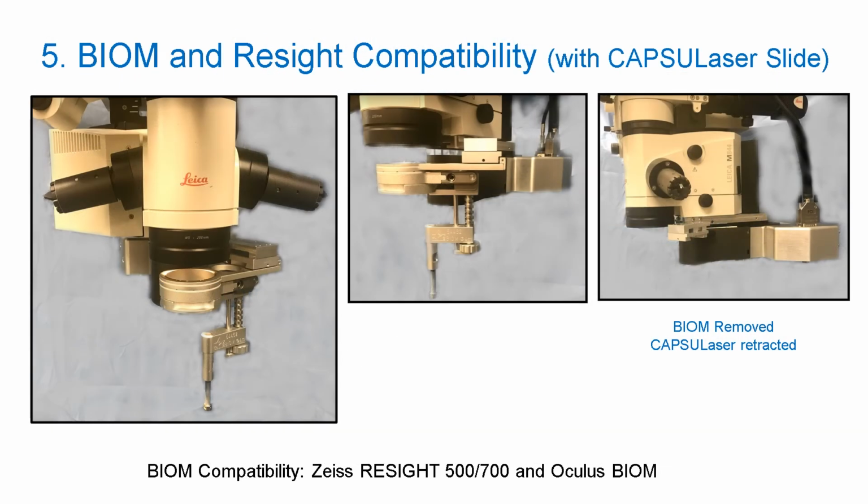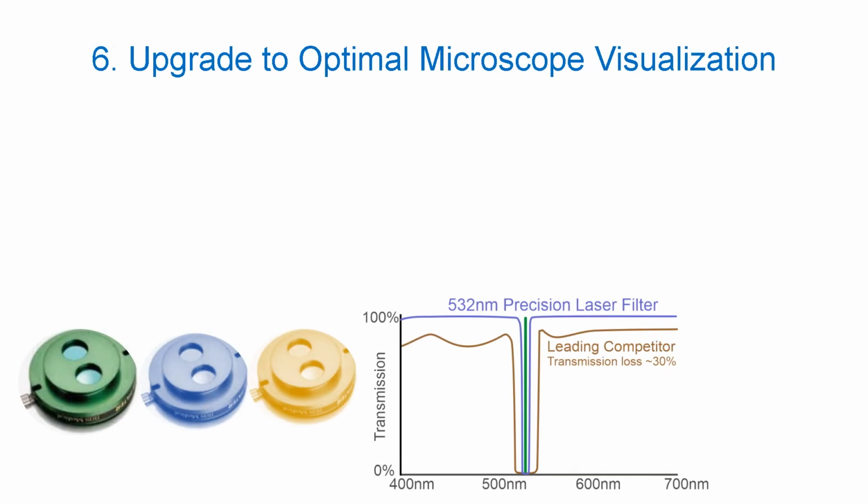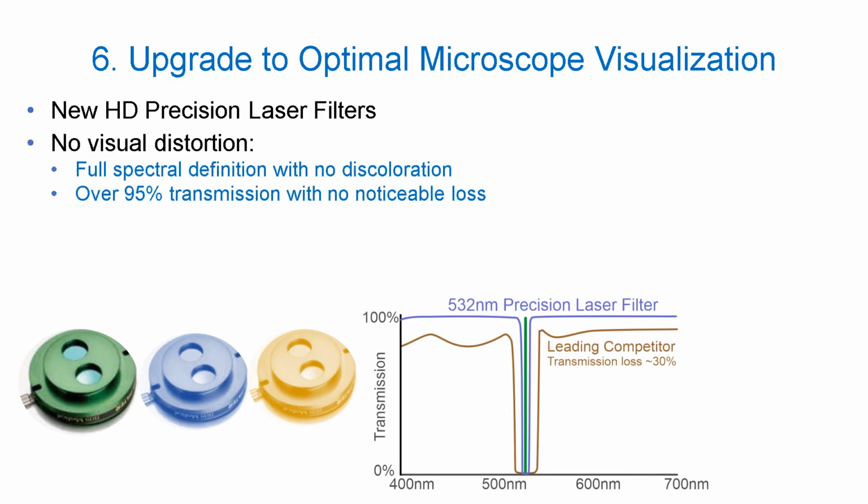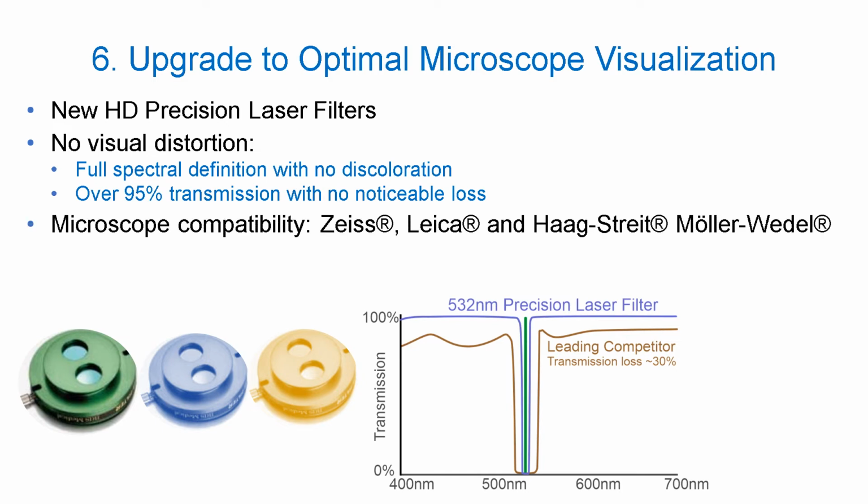And there is BIOM and Resight compatibility with the CAPSULaser slide attached to the microscope, as you can see here. And this works with the Zeiss Resight 500 and 700 and also with the Oculus BIOM. The upgrade to optimal microscope visualization is achieved with new HD precision laser filters. And this leads to no visual distortion. There is full spectral definition with no discoloration and over 95% transmission with no noticeable loss.